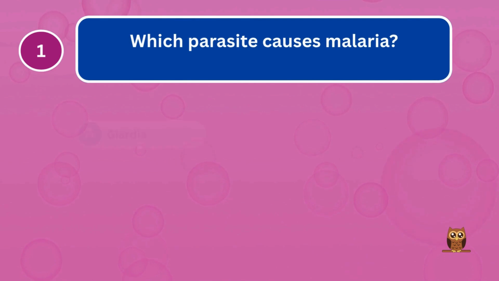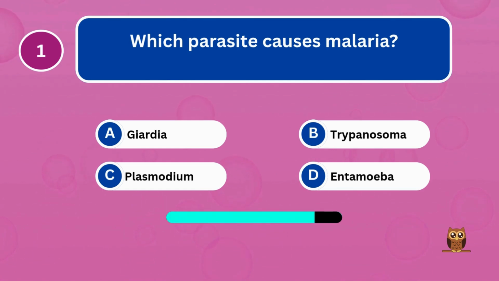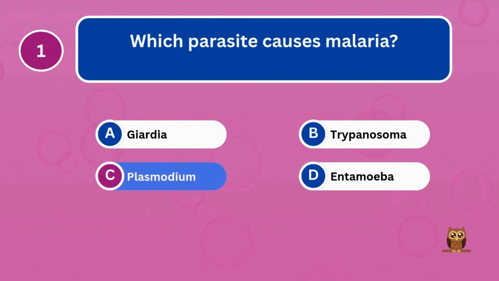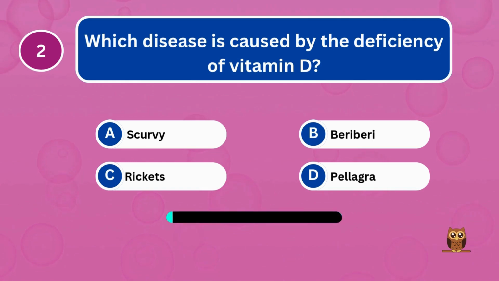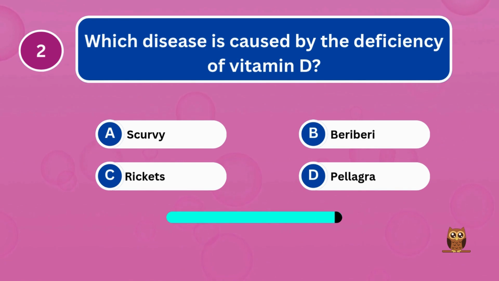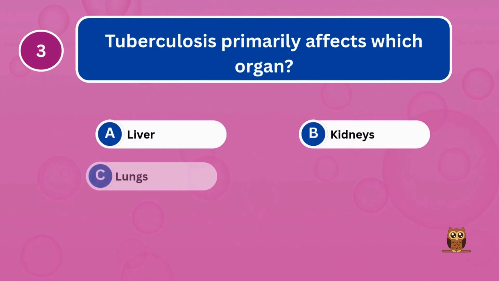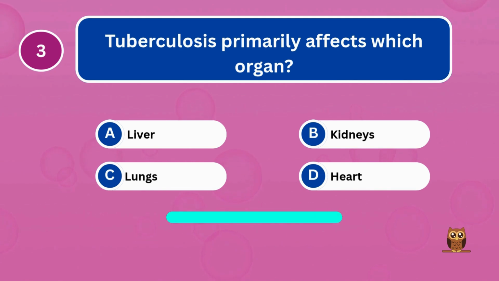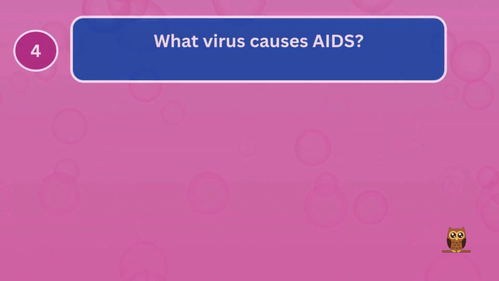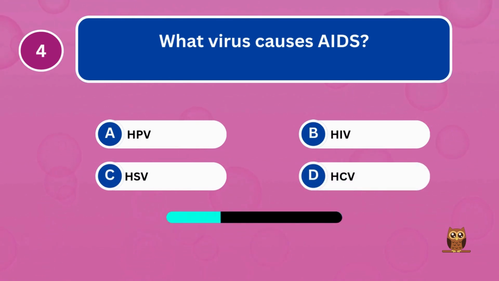Which parasite causes malaria? Plasmodium. Which disease is caused by the deficiency of vitamin D? Rickets. Tuberculosis primarily affects which organ? Lungs. What virus causes AIDS? HIV.